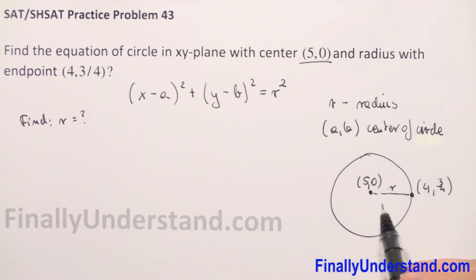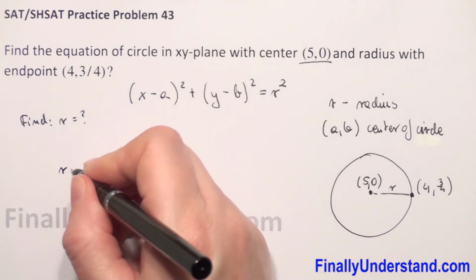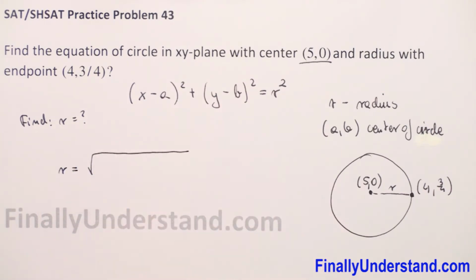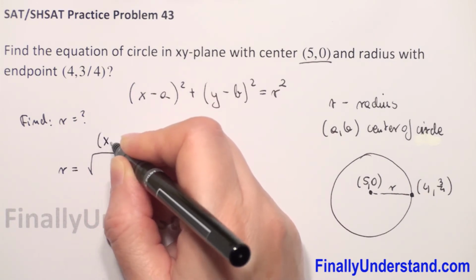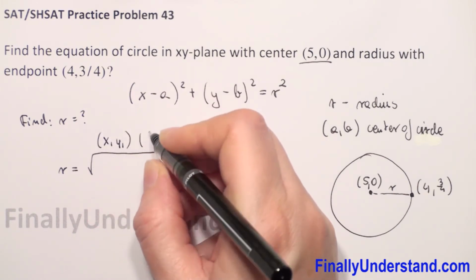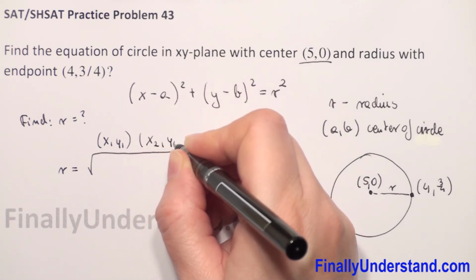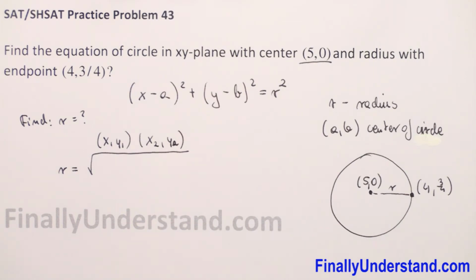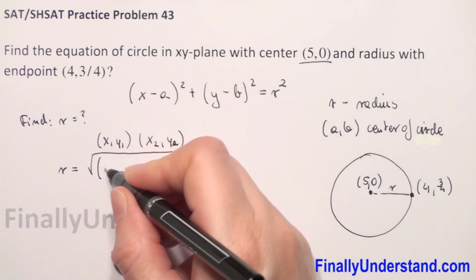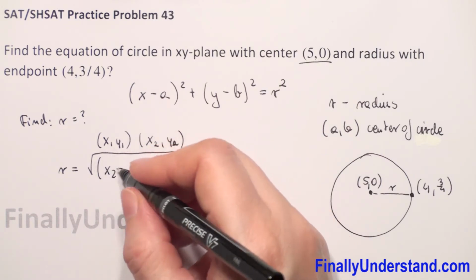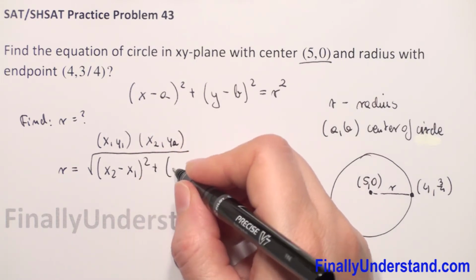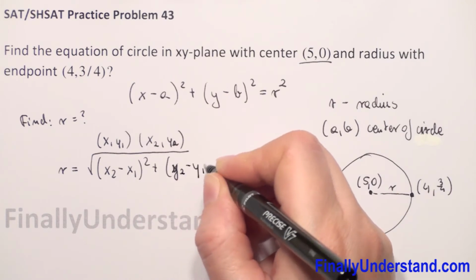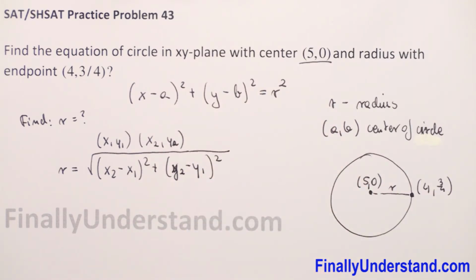The distance in our example, r, is equal to the square root of, and when we have 2 given points, the first point x1, y1 and the second point x2, y2, the distance between these 2 points is the square root of, in parentheses, x2 minus x1 to the second power plus y2 minus y1 to the second power.